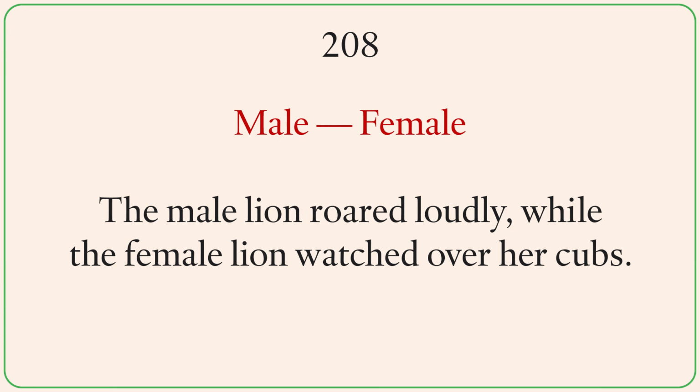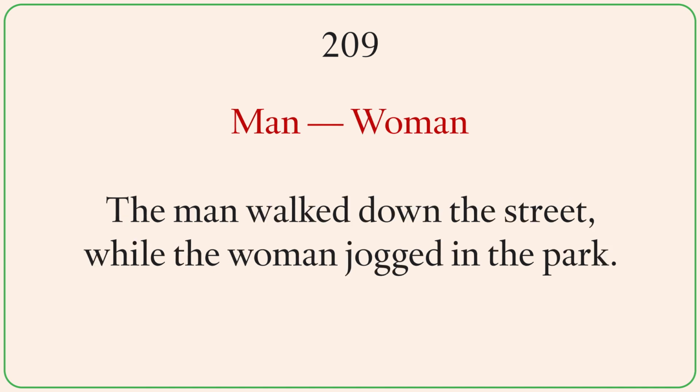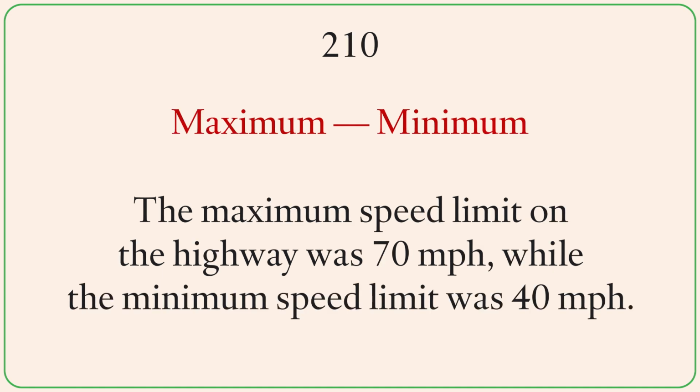Male. Female. The male lion roared loudly, while the female lion watched over her cubs. Man. Woman. The man walked down the street, while the woman jogged in the park. Maximum. Minimum. The maximum speed limit on the highway was 70 miles per hour, while the minimum speed limit was 40 miles per hour.